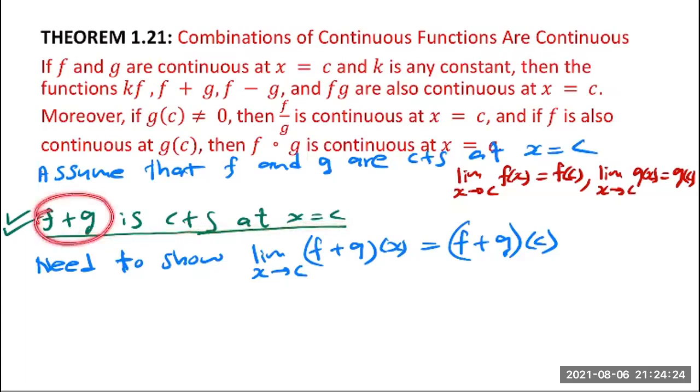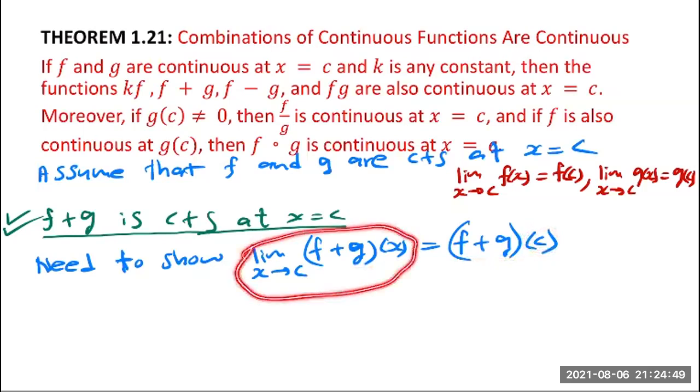To prove that this is continuous at x equals c, we need to show that the limit as x approaches c of f plus g of x is the same as the function value at x equals c, or in other words, f plus g of c. How do you prove this? Well, let's play with this one and see whether we can prove it. I'm going to play with the left hand side.